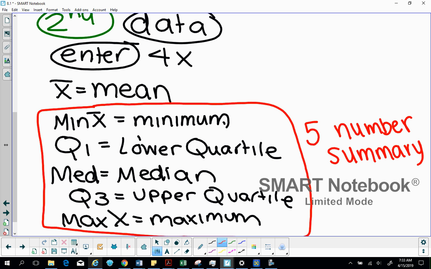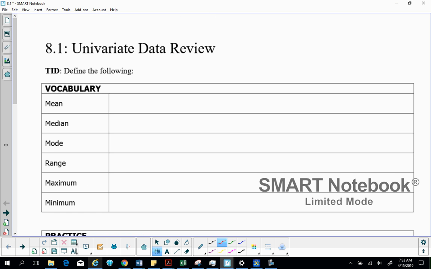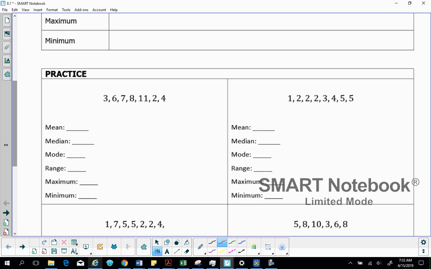Cool. So now that we know what that means, does everyone have this written down? Go to the front of your page, and I want you to fill in each of these things. So we already typed the data, and you already have it in. You should be able to figure out your mean, median, mode, range, max, and min. I'm also going to add Q1 and Q3. So see if you can fill that in.